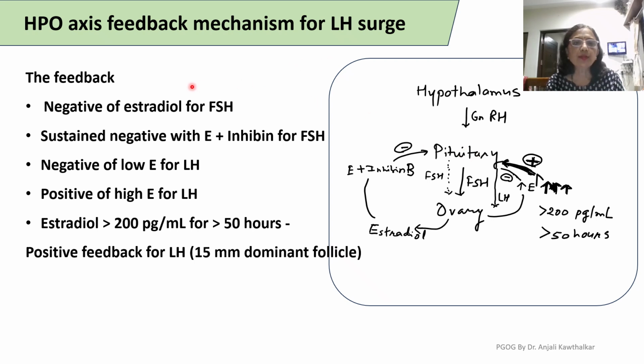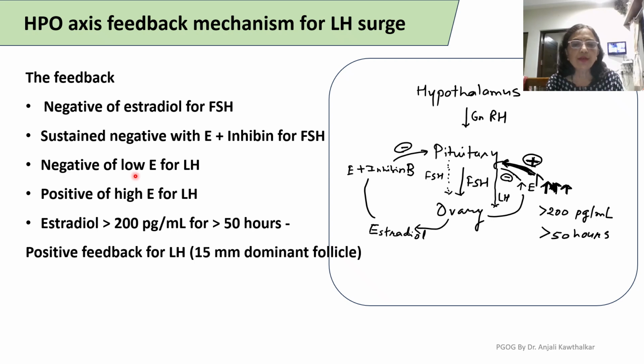How the LH surge takes place, we can understand on the basis of this HPA axis feedback mechanism. Estradiol has a negative feedback for FSH on the pituitary. And there is a sustained negative feedback when there is a combination of estradiol and inhibin B. Inhibin B is the type of inhibin, a protein or peptide, secreted in the follicular phase of the menstrual cycle by the granulosa cells, and it has a strong negative feedback action on the pituitary. It reduces the level of FSH. So there is a drop in the level of FSH because of the action of estradiol and inhibin B together.